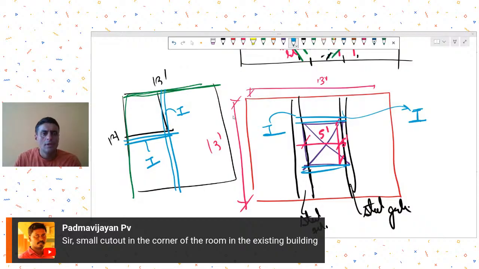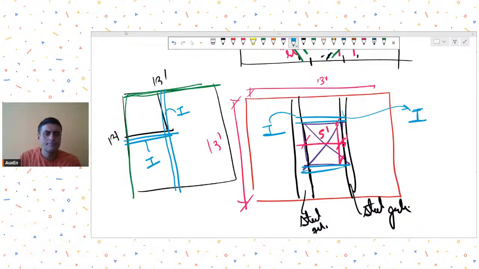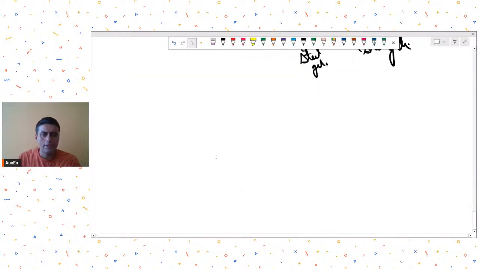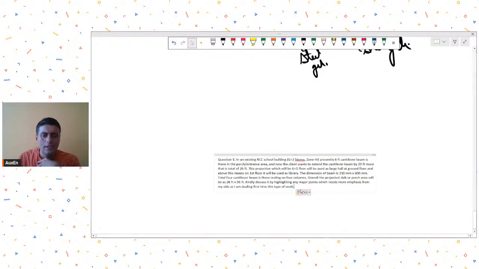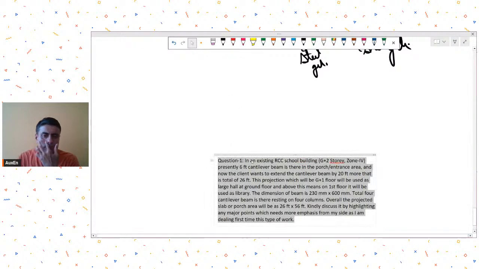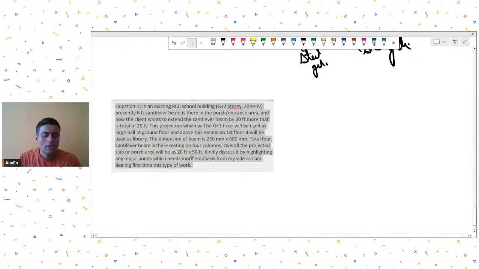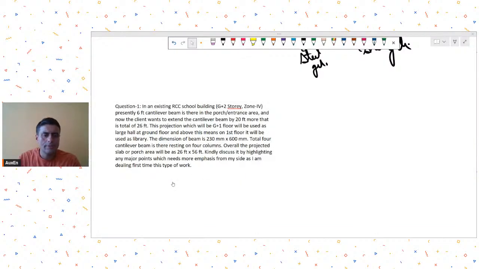Okay, right. So these were a couple of questions asked regarding slab cutouts. Now the next question is from engineer Madan Chandra Maurya. He's from Lucknow and he is an independent consultant. He has shared one image on WhatsApp, so let me put that image also over here.